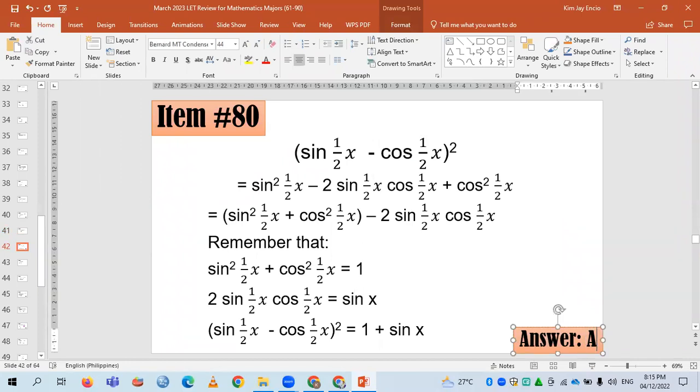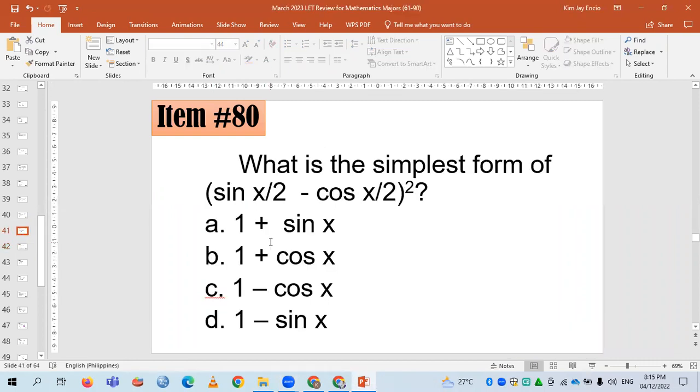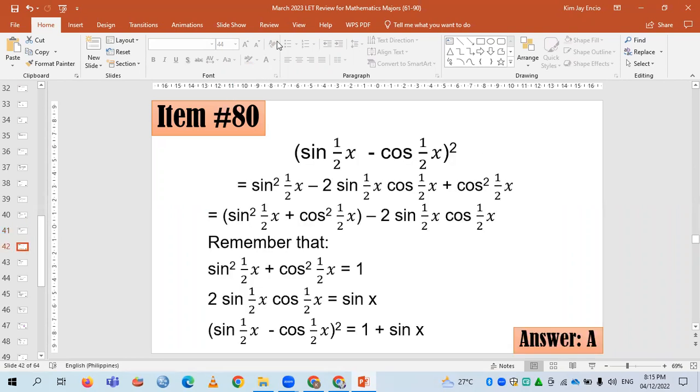So letter A, right? Did you answer letter A as well? So your answer here has to be letter A. So please check our identities.